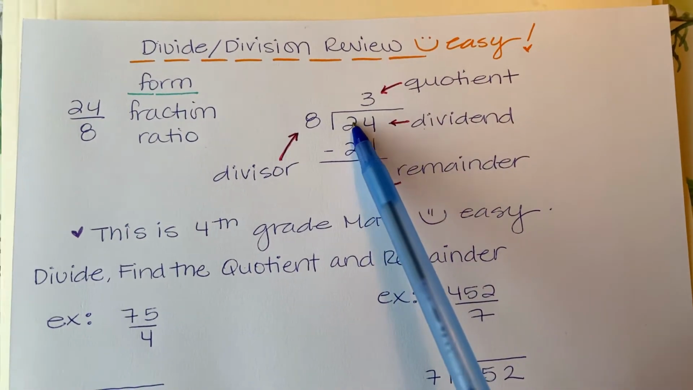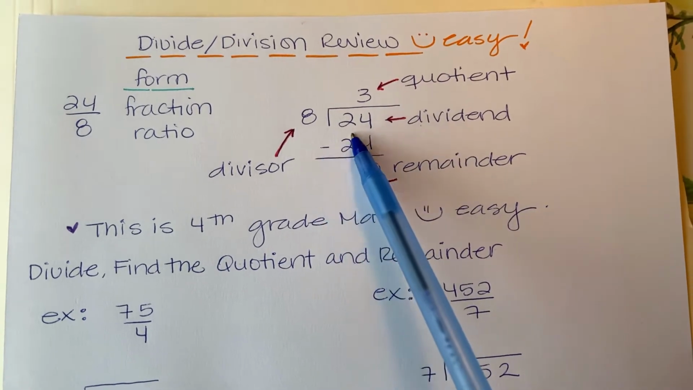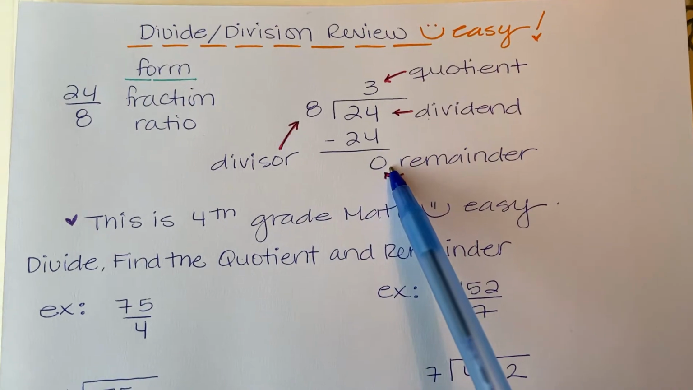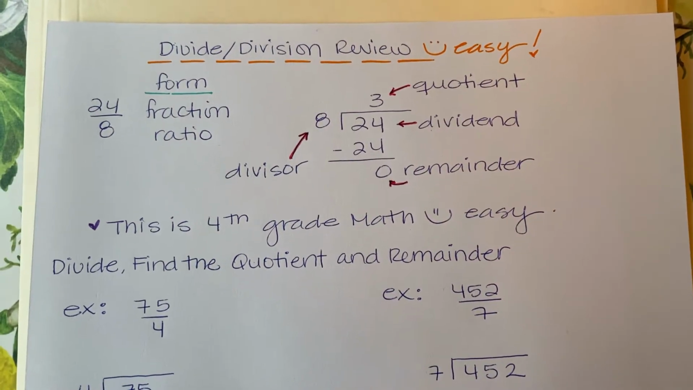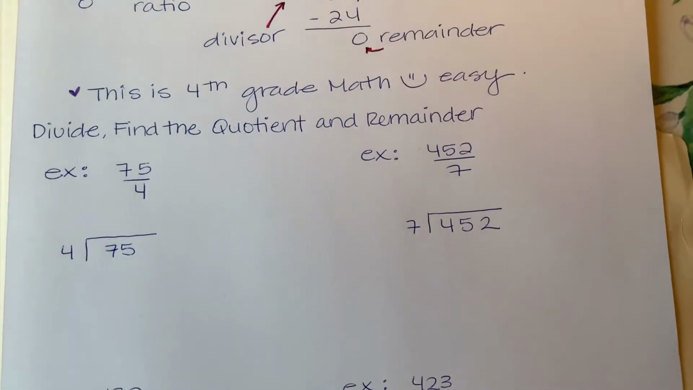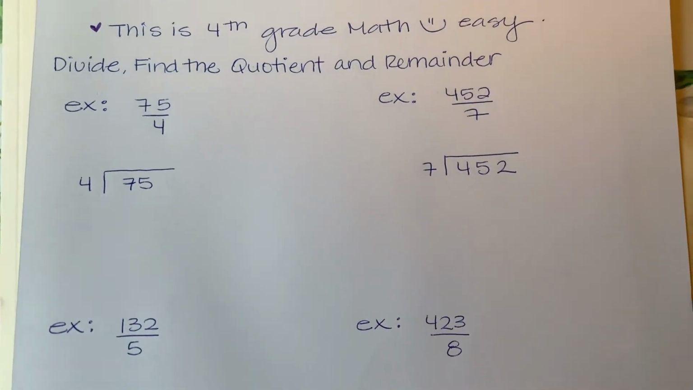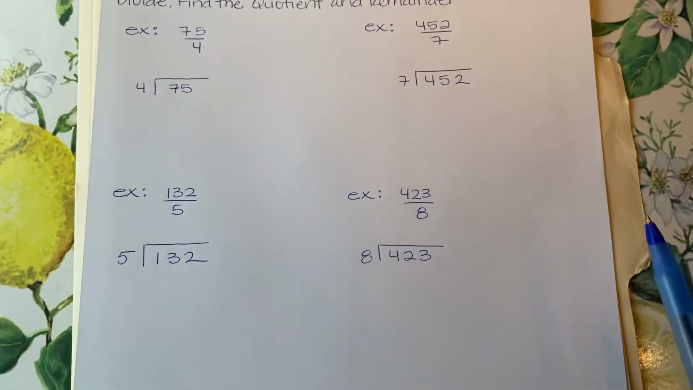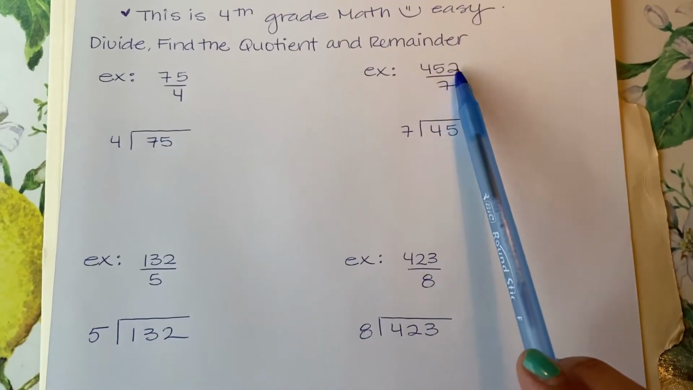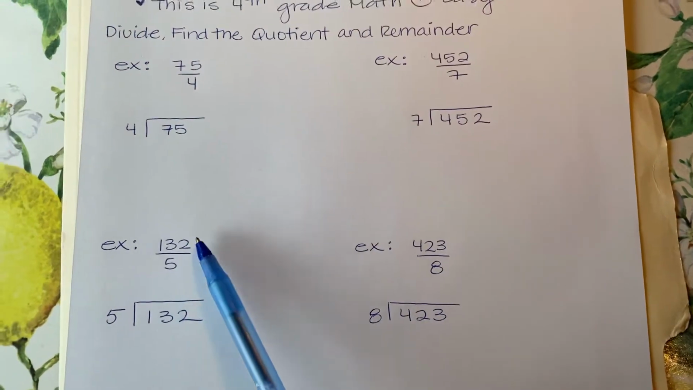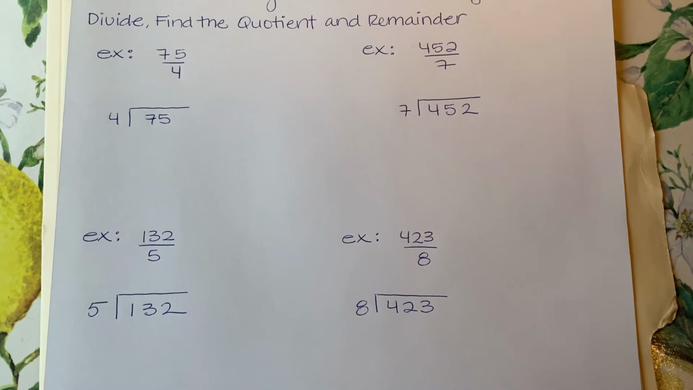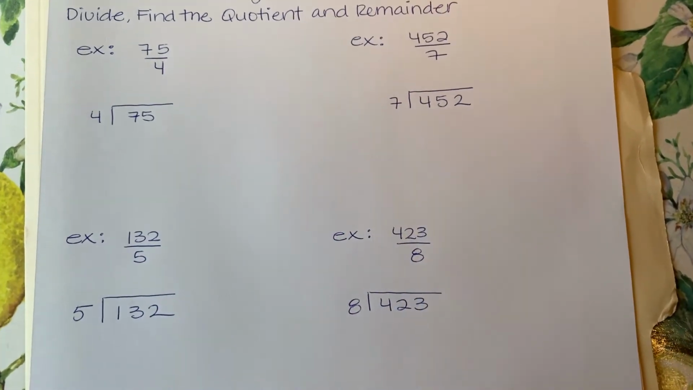Once you perform your long division subtraction, remember you're always subtracting down vertically. That is your remainder. It's been a while. Okay, so we're going to divide and find the quotient and the remainder if there is one. We're just doing 4 examples: 75 divided by 4, 452 divided by 7, 132 divided by 5, and 423 divided by 8. I have it set up and we're going to do long division.